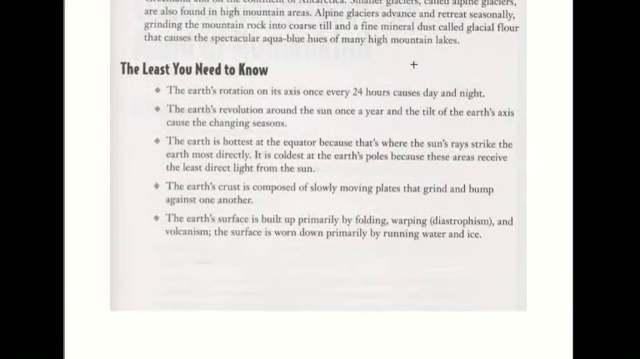Smaller glaciers, called alpine glaciers, are also found in high mountain areas. Alpine glaciers advance and retreat seasonally, grinding the mountain rock into coarse till and fine dust called glacial flour that causes the spectacular aqua blue hues of many mountain lakes.